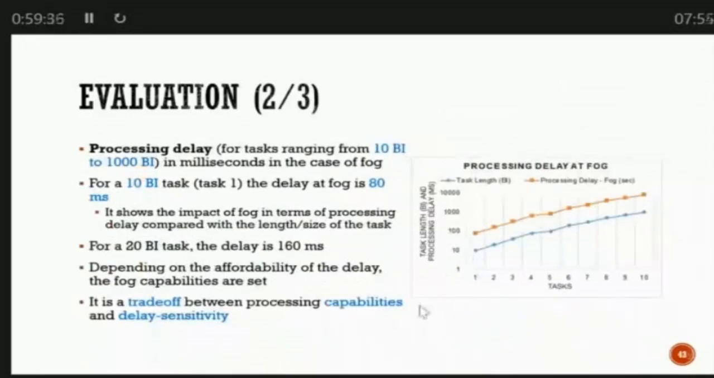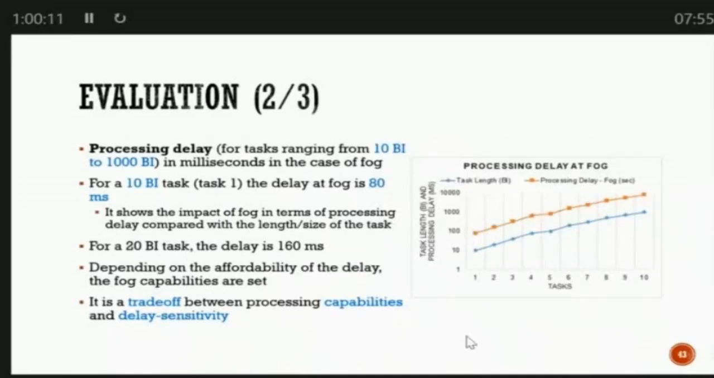The reason we are using billions of instructions is because we have been talking about machine learning and data analytics. Usually data analytics and deep learning related tasks would be based on a few billions of instructions. That is why we are using billions of instructions as the unit of assessing fog computing's performance in this result. So from 10 to 1000 BI, this is the performance of fog. If you want to enhance the performance, you have to enhance the capabilities of the fog. Now it comes with a cost. Let's see what that is.